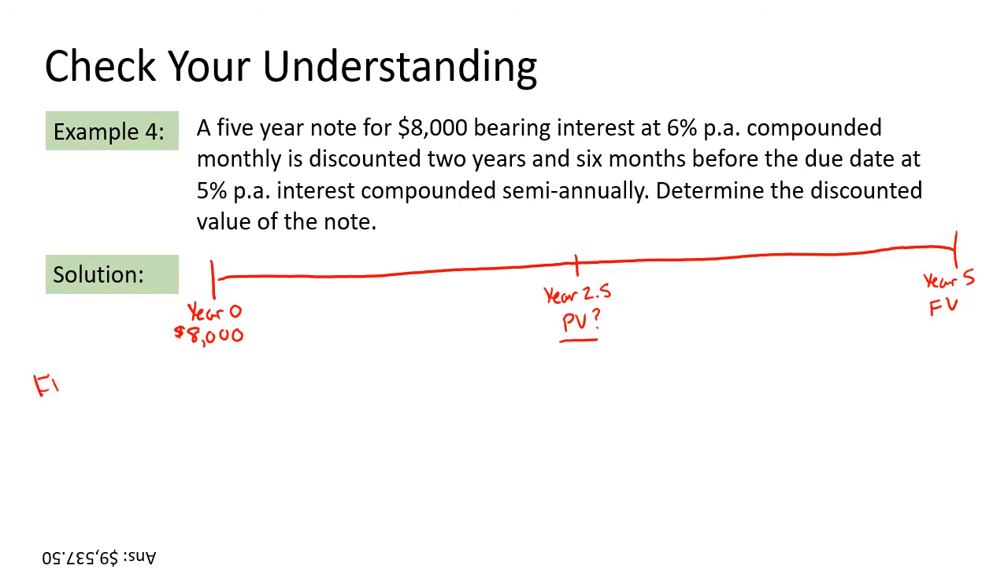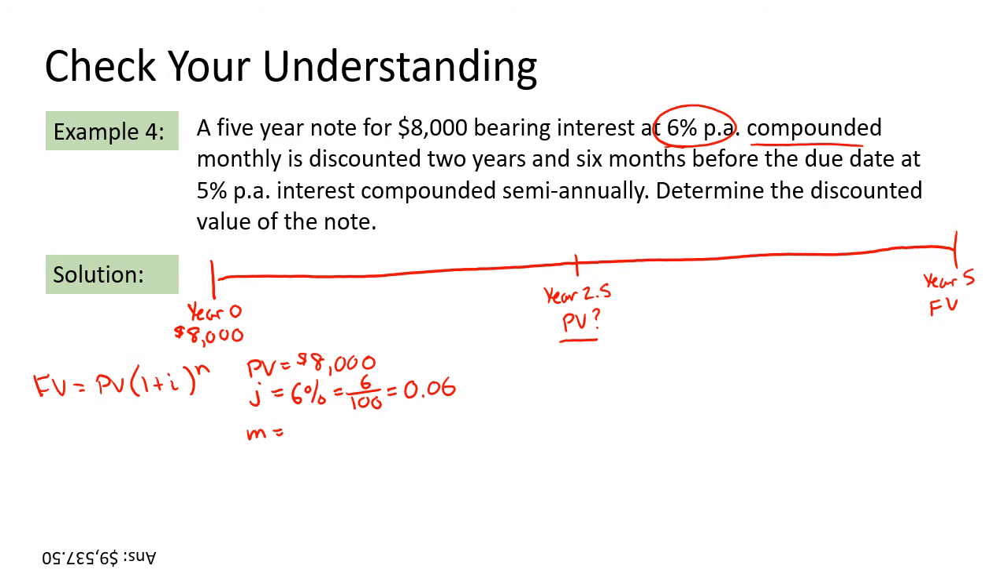So a future value is equal to the present value times 1 plus the periodic interest rate to the exponent n. We know the present value is $8,000, and we know the nominal interest rate at this point in time is 6%, provided in the question, which is the same as 6 divided by 100, removing the percentage sign, which is 0.06. Our number of compounding periods per year, again given in the question, is compounded monthly at this period in time. So that means M is 12.